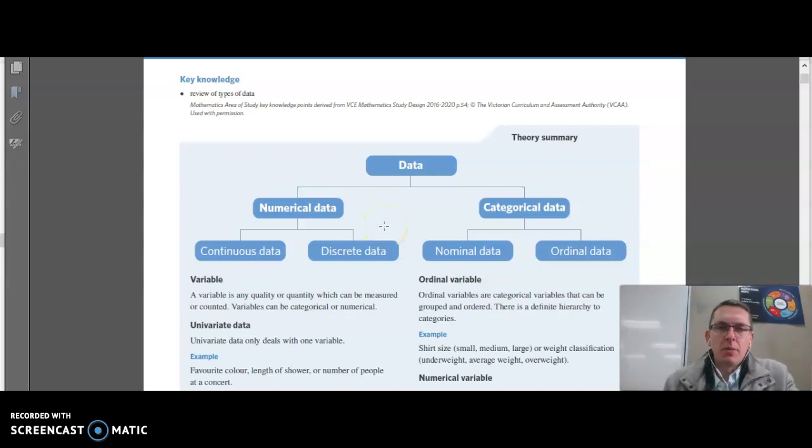We're going to look at chapter 1, univariate data, and have an overview of this one. I really enjoy this diagram because it explains a lot to me. Obviously we've got all types of data, and that can be split up into numerical data and categorical data.